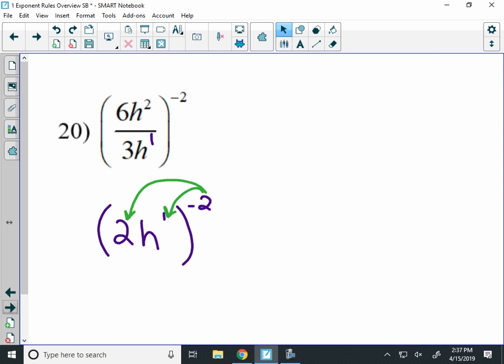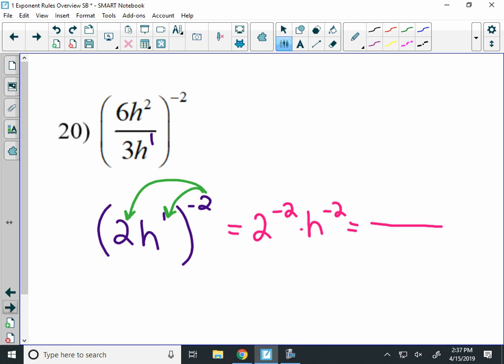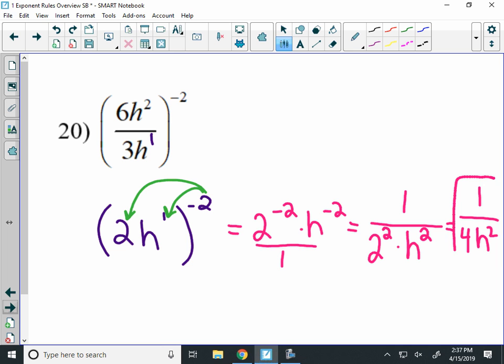What you get when you do that, I'll write it out the long way here, will be 2 to the negative 2 power times h to the negative 2 power. Well, if I rewrite those with positive exponents, they're both in the numerator right now, they're both going to go to the denominator, so I'll have 2 to the positive 2 times h to the positive 2, and replace that with a 1. And then I can simplify the 2 squared. So it'll be 1 over 4h squared. And that is your final simplified answer.